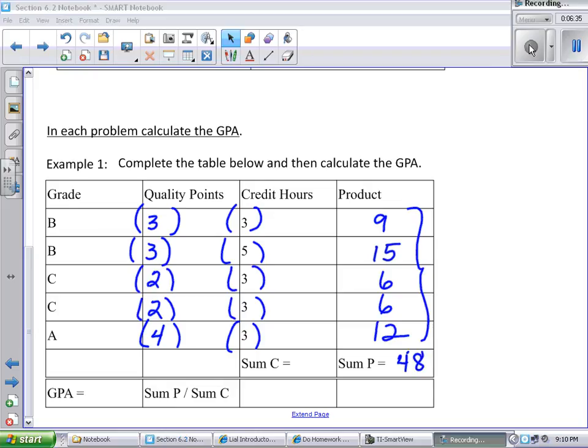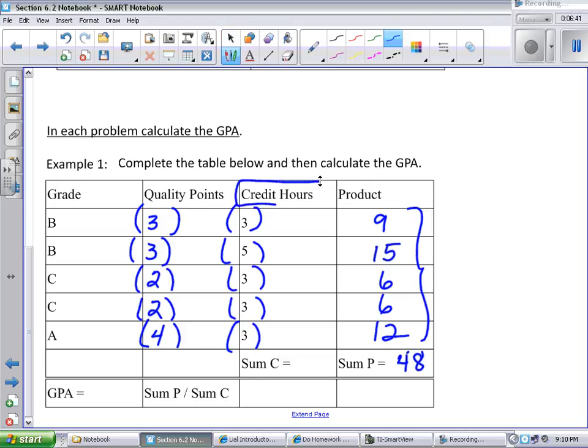And it also says in step 3 to find the total number of credit hours. So we're going to add the column that says credit hours: 3 plus 5 plus 3, 3, 3. I get 17 credit hours total. And to calculate the GPA, we're going to do the sum of P divided by the sum of C.